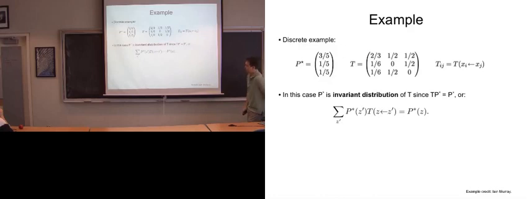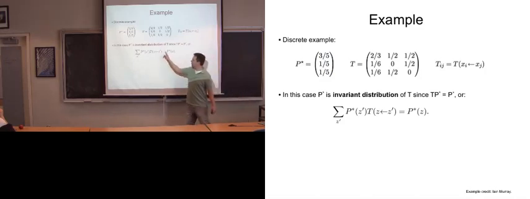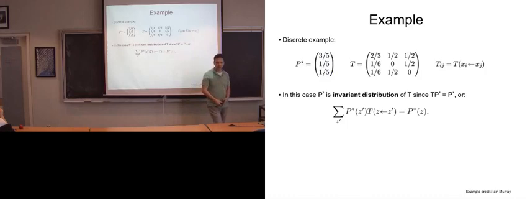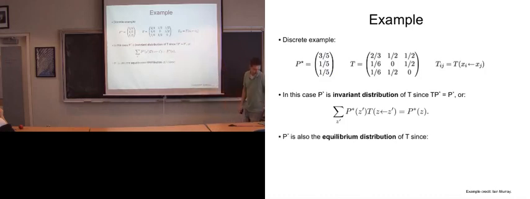Or, in other words, that condition holds. And that's the definition of stationarity, right? You take P star, you apply the transition kernel, you have P. P is also an equilibrium distribution.